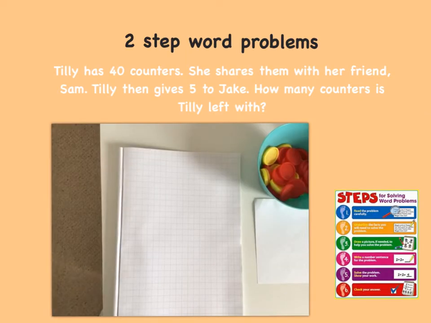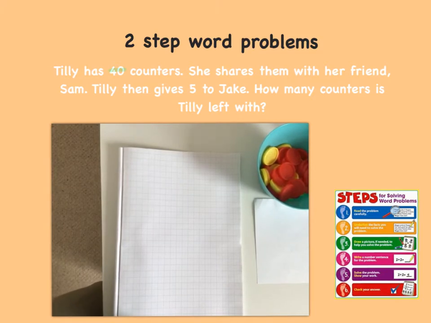Let's look at a 2-step word problem. Tilly has 40 counters. She shares them with her friend Sam. Tilly then gives 5 to Jake. How many counters is Tilly left with? So we need to look at the first part. We want to look at the important information first in the first part.